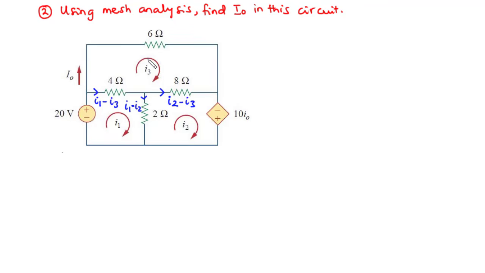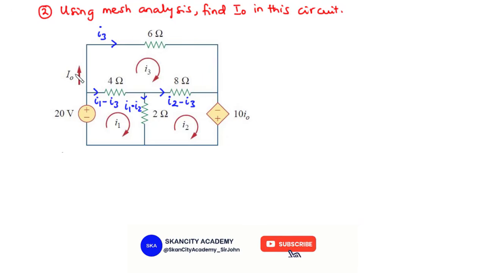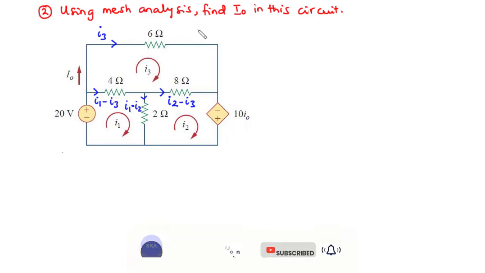And then for mesh 3, we have current I3 moving this way. So we have current I3 moving through the 6 ohms resistor. And mind you, the current moving in this branch is the same current I0. Therefore, we have I3 equal to I0. So let's put that somewhere here: I3 equals I0. Now let's apply KVL to each of the meshes we have here.